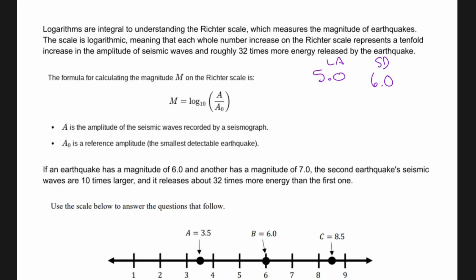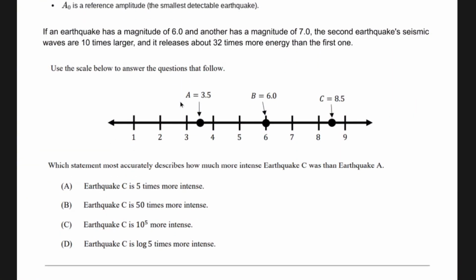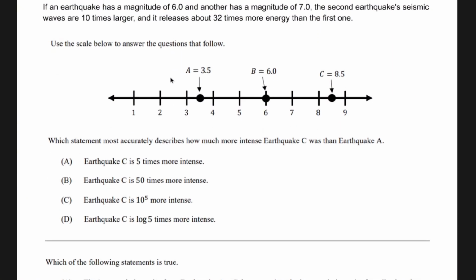If an earthquake has a magnitude of 6 and another has a magnitude of 7, so basically it's similar to what I just said, the second earthquake's seismic waves are 10 times larger and it releases about 32 times more energy than the first one. Don't worry about the 32, it's the 10 times that we need to worry about. Thank you, ChatGPT, for the reference. Now, let's use the scale below to answer these questions, okay?